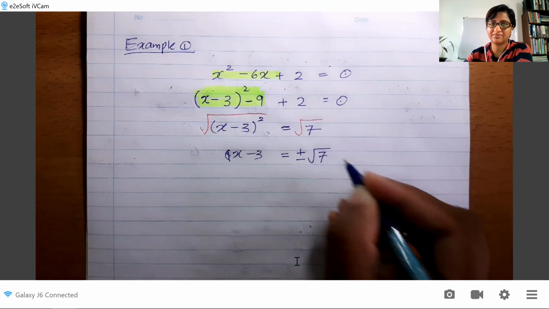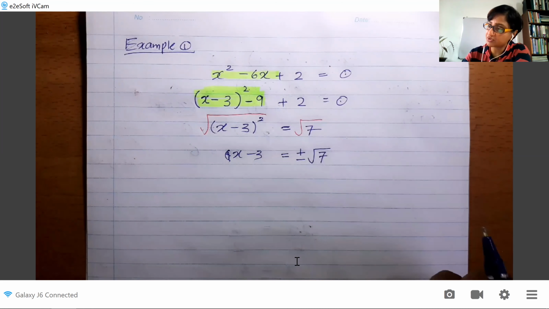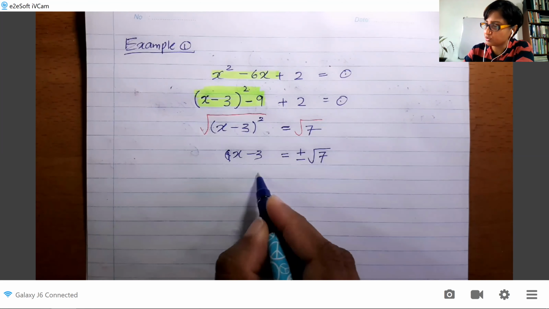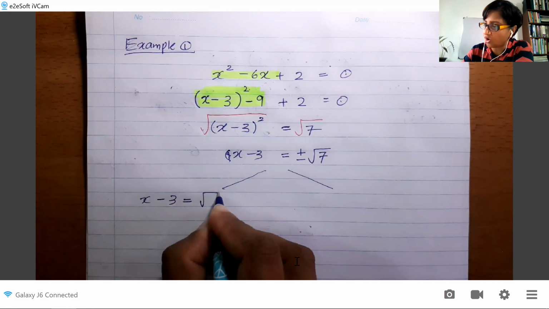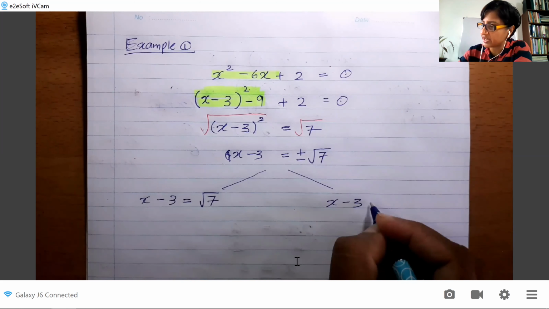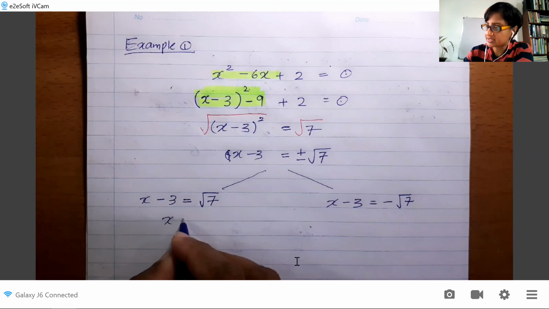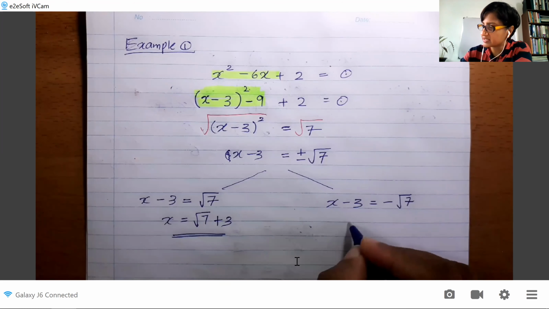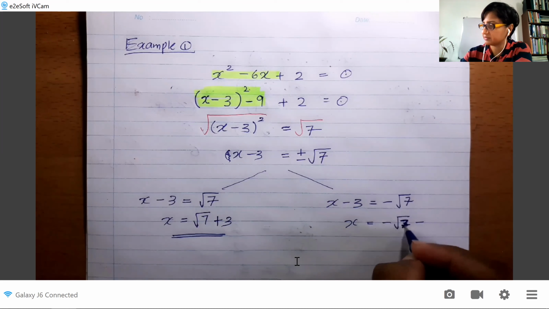Now, this is not a perfect square, so it's a surd, right? Positive root 7 or negative root 7. Now that gives us two answers. I can branch this into two branches. What I have here is x minus 3 is equal to positive root 7 or x minus 3 is equal to negative root 7. Then I get an answer from each branch. x is equal to root 7 plus 3. That's one answer. Or x is equal to minus root 7 plus 3.